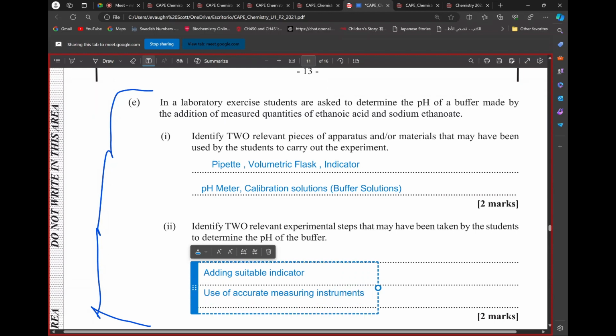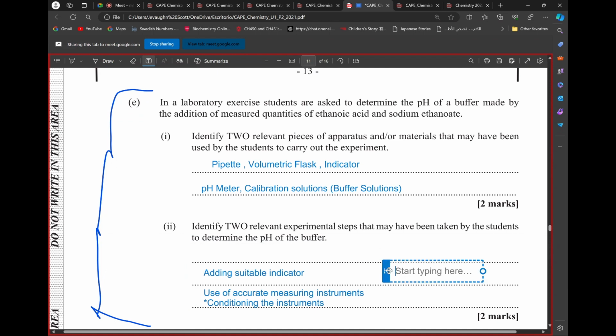But a probably safer one would be conditioning the instruments. Conditioning instruments could be a very interesting, very important thing to do, because when we're working with buffer pHs, we don't want any external solutions or any type of contamination to affect it, right? Here, no calibration, right?